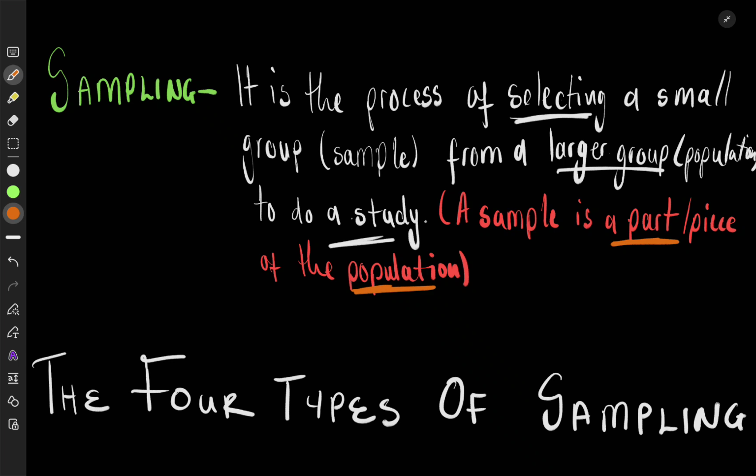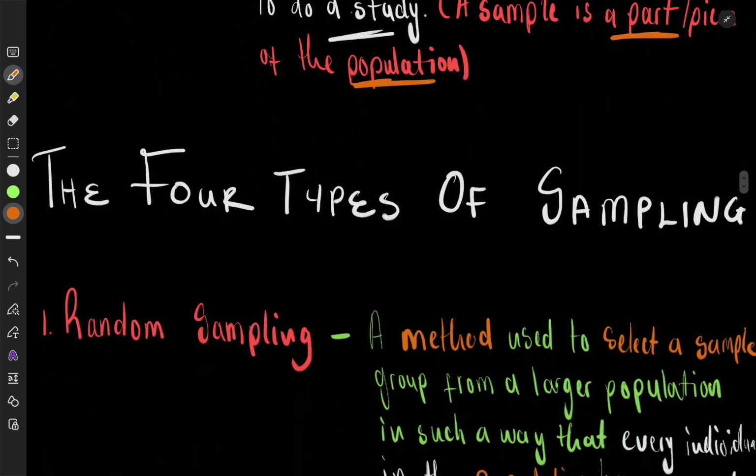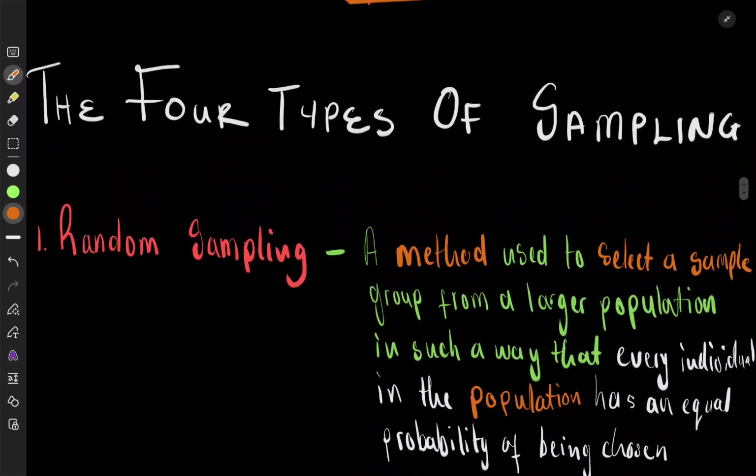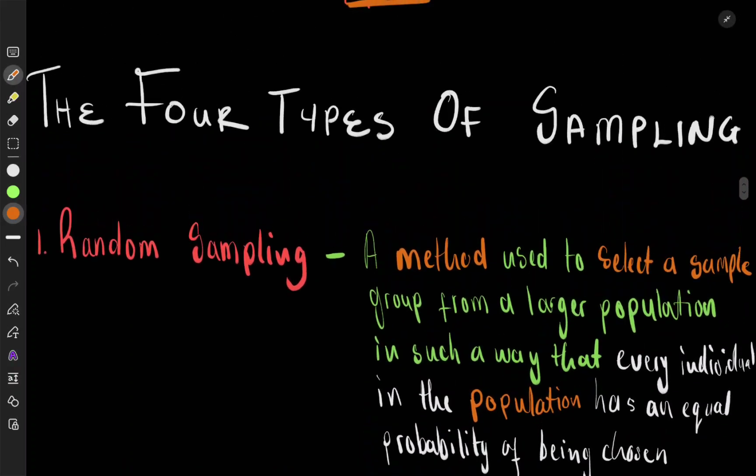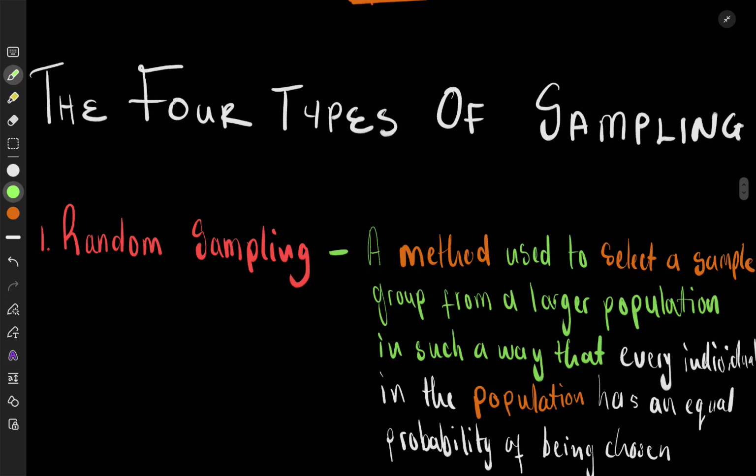So sampling is where you choose a part of a population. You select a part of a population for the purpose of collecting data. Now, there are 4 ways in which you can do this. There are 4 types of sampling, and we need to know them by heart. I don't want you to just cram. There are 4 types of sampling.